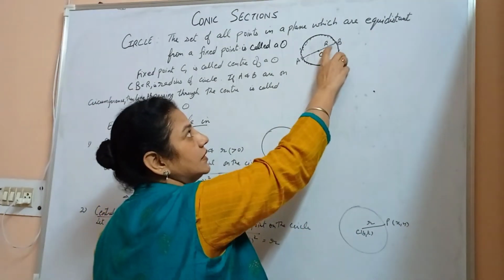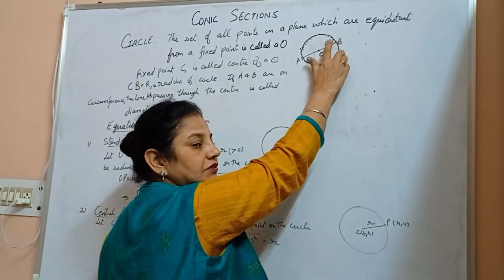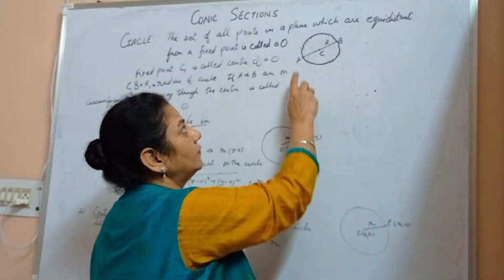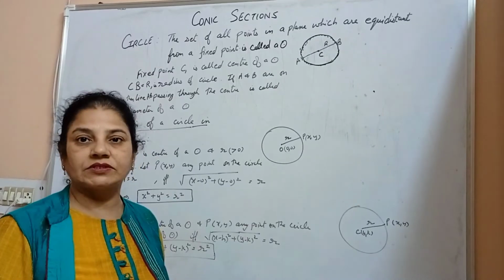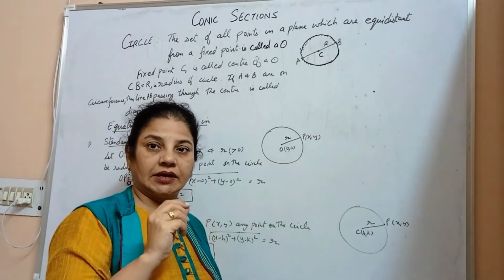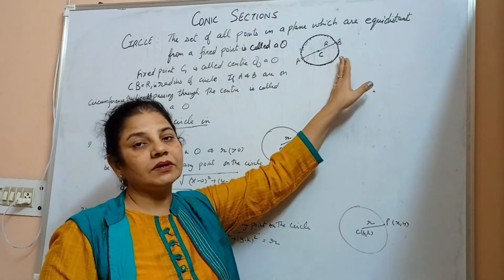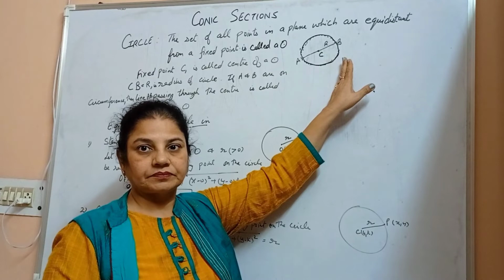And the distance CB is equal to r, which is the radius of the circle. If A and B are two points on the circumference of a circle, and the line joining A and B passes through the center of the circle, then this line is called the diameter of the circle.